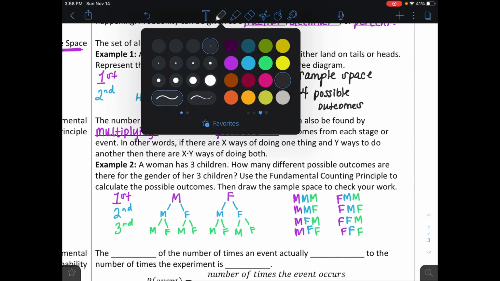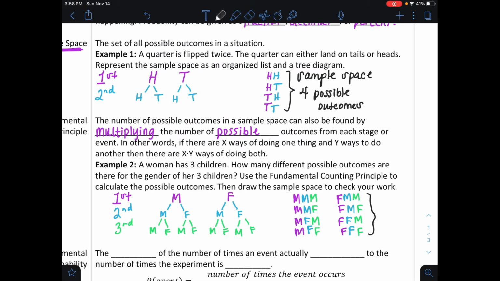Scooch this over. Okay. And this is the sample space. And then this time there are 1, 2, 3, 4, 5, 6, 7, 8 possible outcomes. So 8 possible outcomes. Also, okay, so that was like the long way. I'm so sorry. I did this the long way.